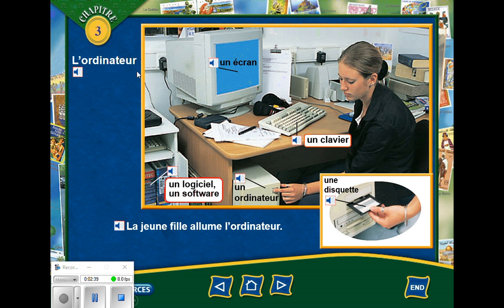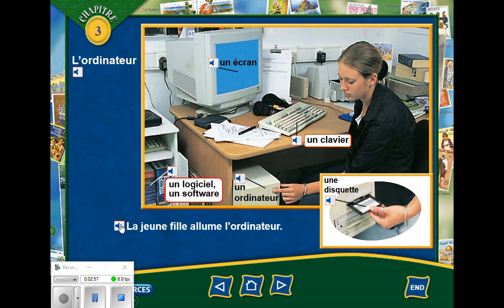L'ordinateur. Un écran. Un clavier. Une disquette. Un ordinateur. Un logiciel. Un software.